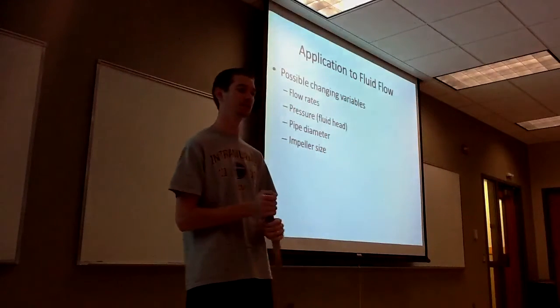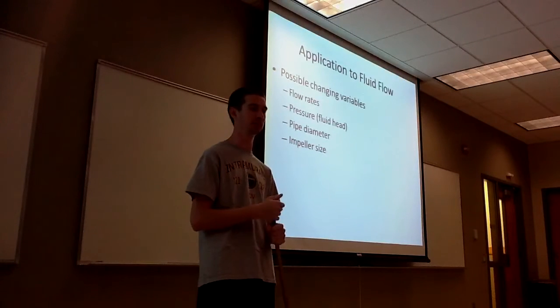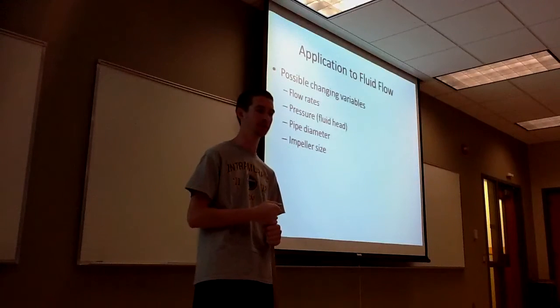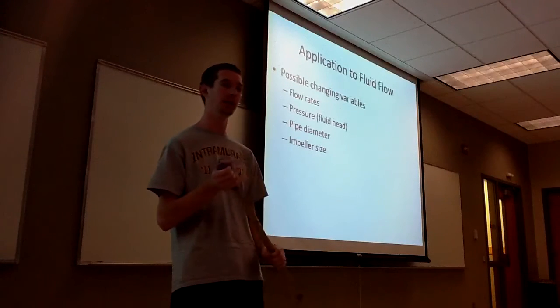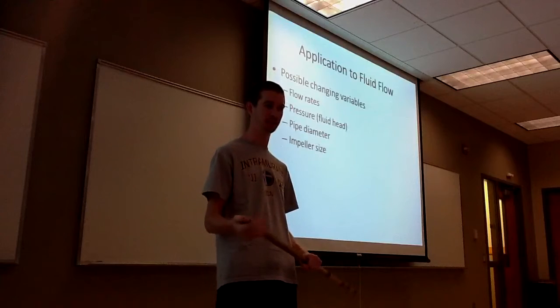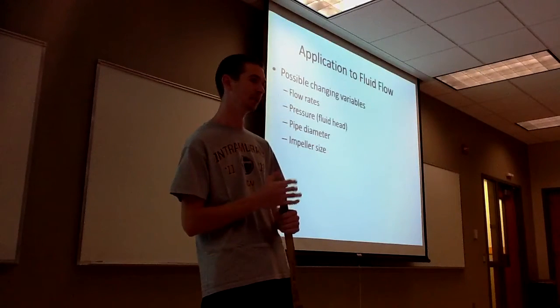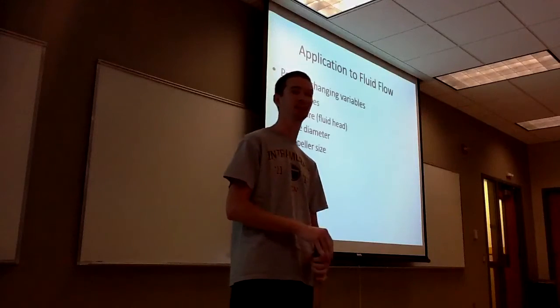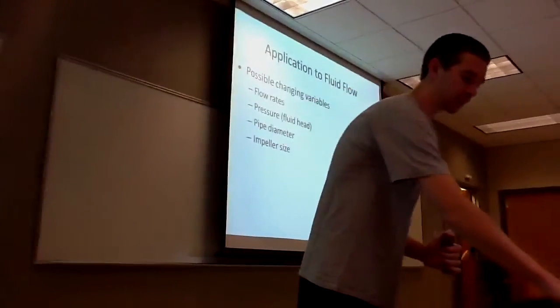Now, performance curves and how they apply to fluid flow. Once again, some changing variables for fluid flows are the flow rate, the pressure, also called the fluid head, pipe diameter, and the impeller size. Just like I mentioned with heat transfer, you can keep some of these constant and change others and see how the system responds to those changes.